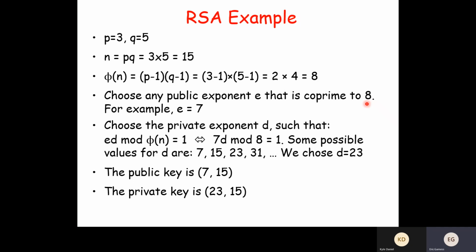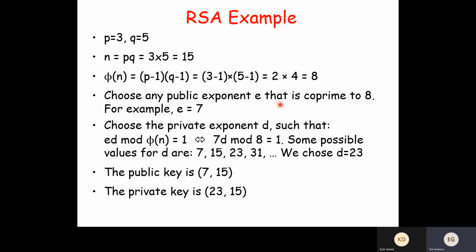Okay? So here they took 7 as the public exponent. So 7 is a prime number. So 7 is just 7. When you try to factorize 7, it's just 7. And 8 is 2 to the power of 3, which is 2 times 2 times 2. So the greatest common divisor is 1.